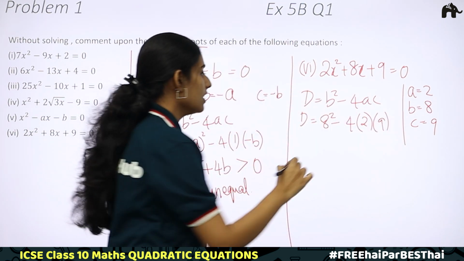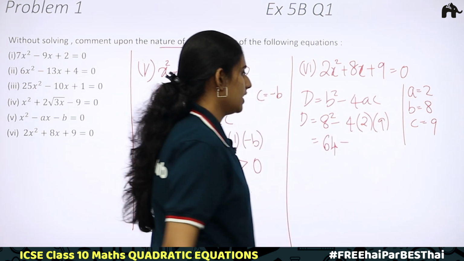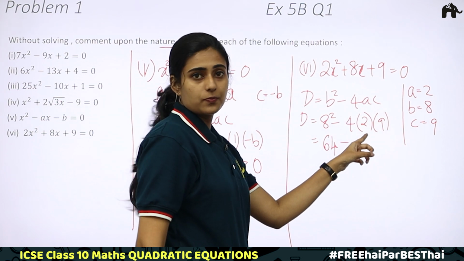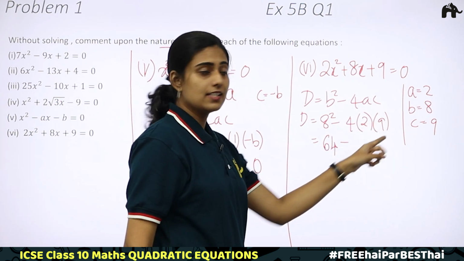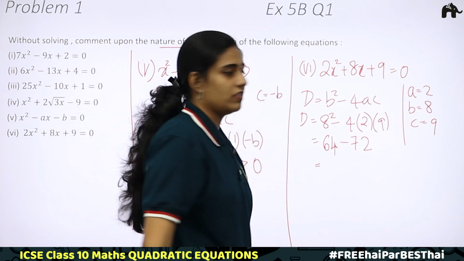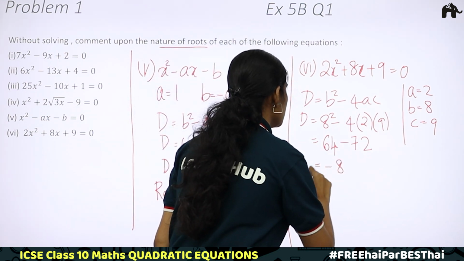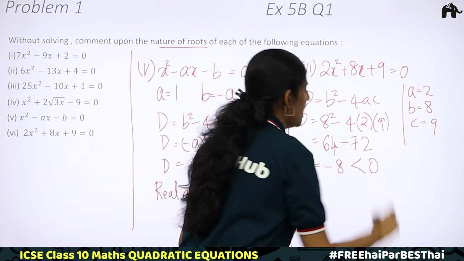What is 8 square? 8 square is 64. 64 minus 4 into 2, 8. 8 into 9, 72. 64 minus 72. That is minus 8. Discriminant is negative. The value is less than 0.